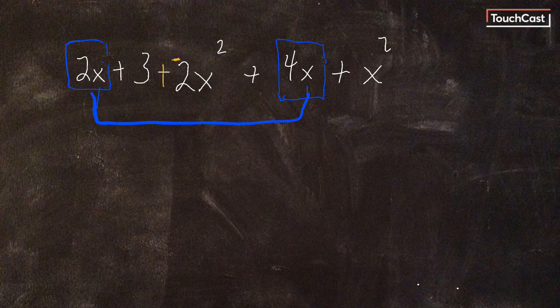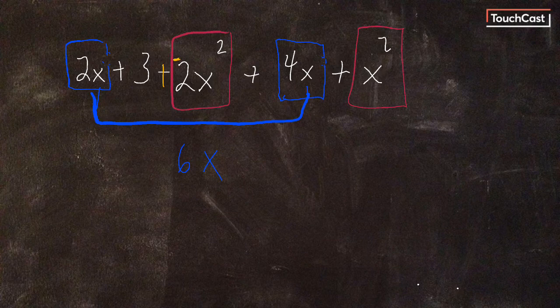To do that, we simply add the coefficient portion of the term. So the x remains an x, but the 2 and the 4 are added together to give us 6. Now let's look at the rest of the terms. We have 2x squared here, and we have an x squared here. This is actually negative 2x squared.